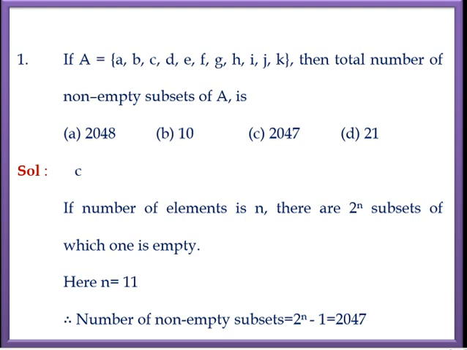But that is the total number of subsets. Here we are asked to find the total number of non-empty subsets. So out of these many, one is an empty set. So the number of non-empty subsets is 2047. So the correct option is C.